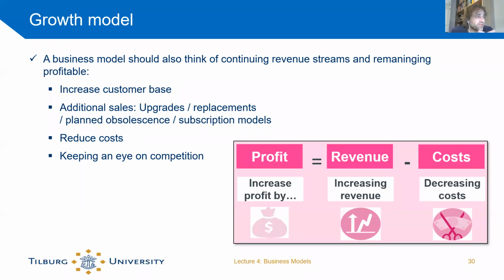But a growth model is thinking about what we can do additionally to get revenue: upgrades, replacements, subscription models. We can reduce costs. We can keep an eye on what the competition does, because if the competition starts copying us, we can have negative growth because people turn to another product from a competitor. So basically, you have to think about how we can increase profits: revenue minus decreasing costs.